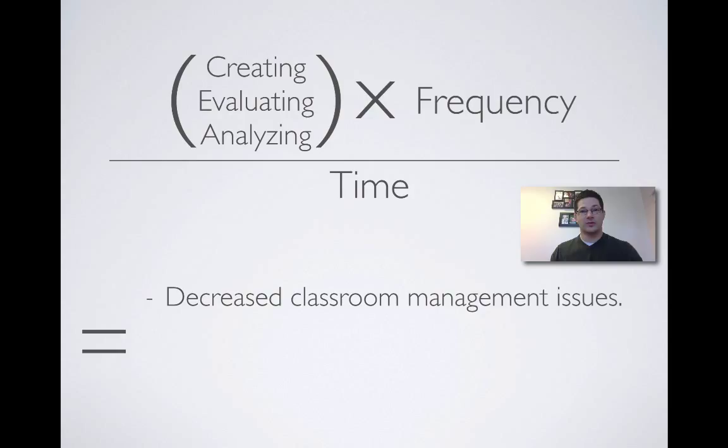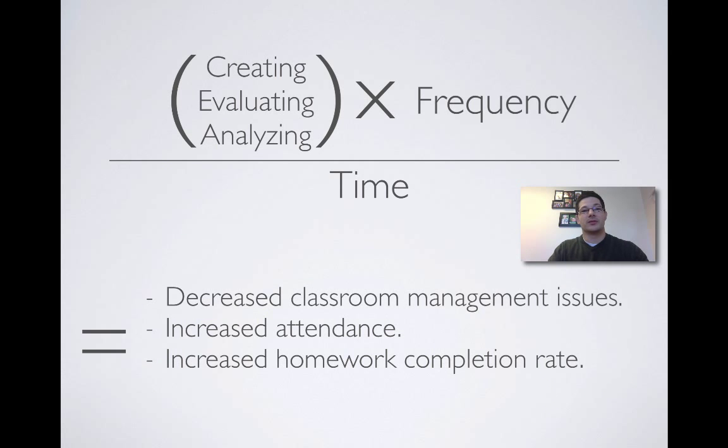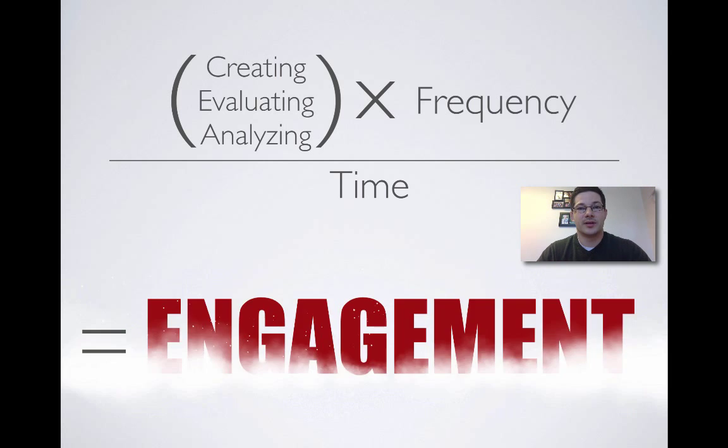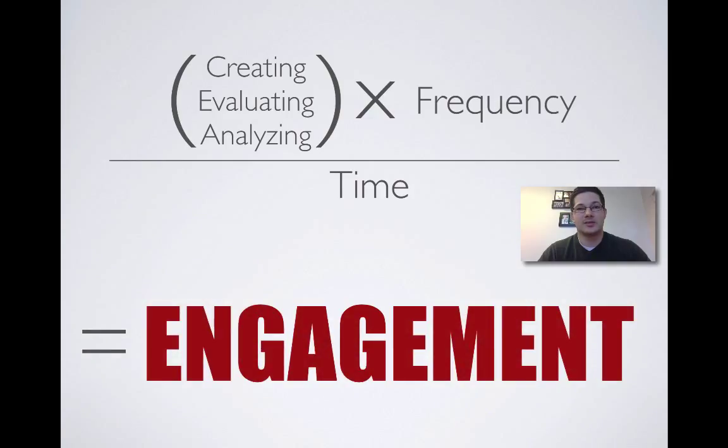First and foremost, studies have shown that if I have students in those upper levels as frequently as possible, as long as possible, I actually have a decrease in classroom management issues. I also happen to have an increase in attendance because students want to be in my classroom. I have an increase in homework completion rate, and I have an increase in student achievement. Now, how can that top part equal that bottom part? For the mere fact of the whole thing is engagement.